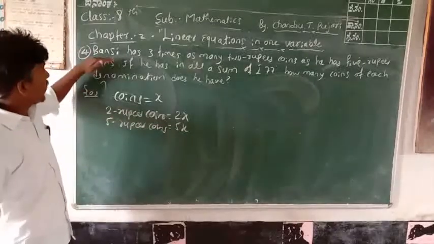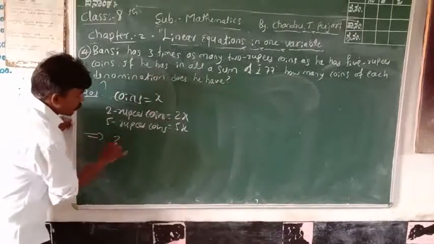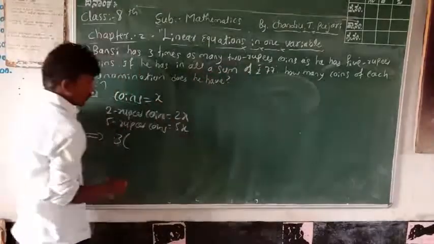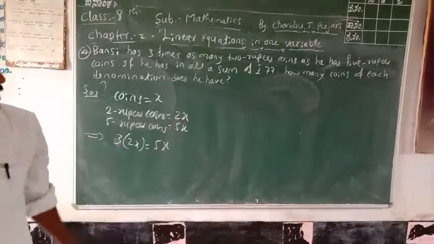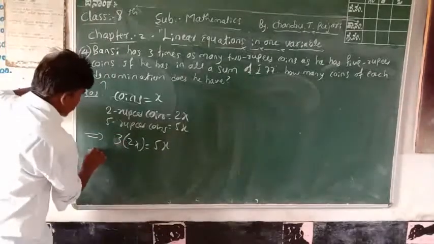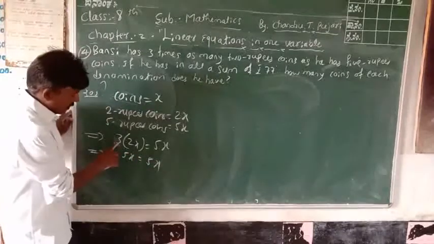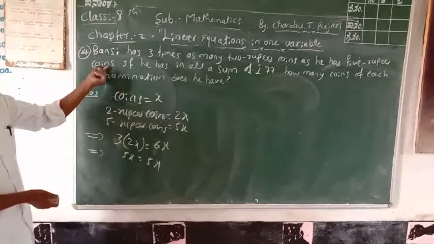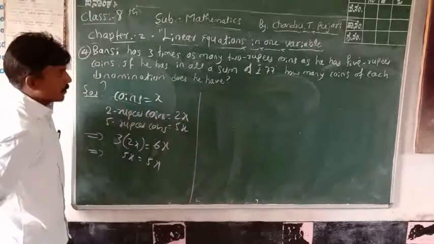But read the statement: 3 times the 2 rupee coins. Therefore, our statement is 3 times the 2 rupee coins, 2x, is equal to 5x. The next, 5 rupee coin is equal to what? That is only 5 rupees, 5x is equal to 5x. But this one, 3 twos are 6, is 6x, and 5x. Therefore, if he has in all a sum, the total sum. Therefore, what is the total sum?